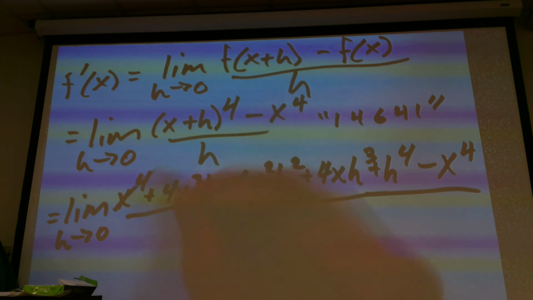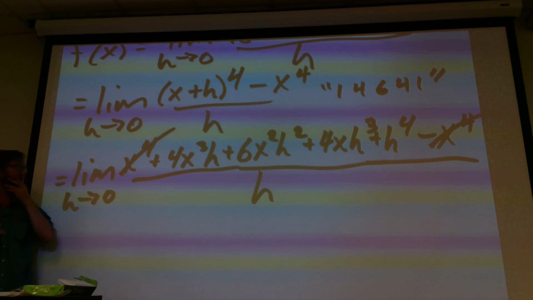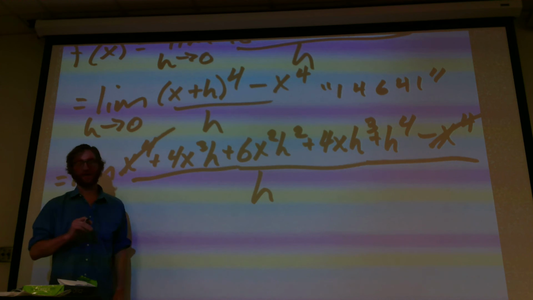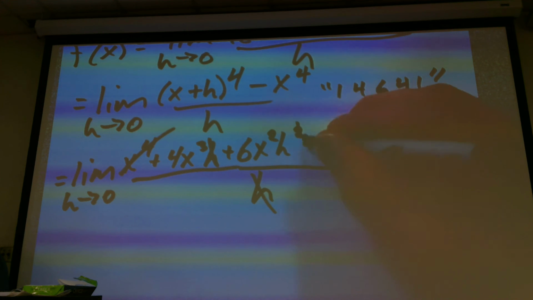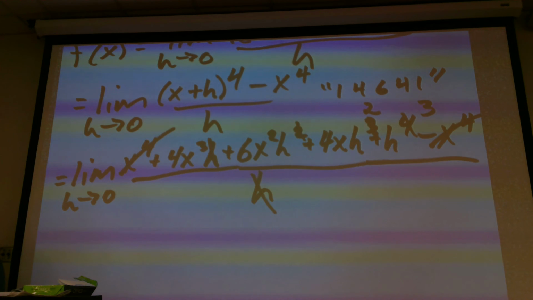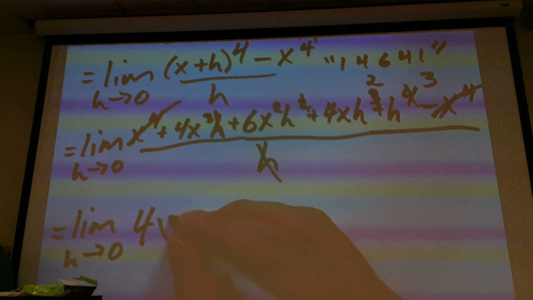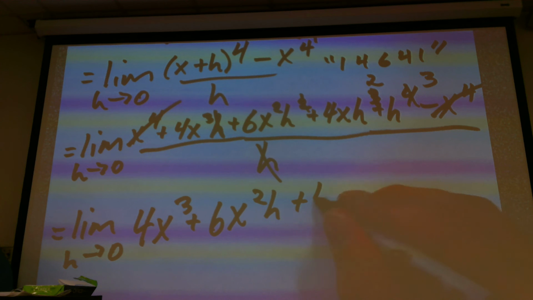So x to the 4th and x to the 4th cancel each other out. Okay? And now I look at it, everybody in the problem has an h on it, and so I can start canceling those out. h and h will cancel out one of those. That 3 will become a 2, and that 4 will become a 3. And so we end up with the limit as h tends towards 0 of 4x cubed, 6x squared h plus 4x h squared plus h cubed.